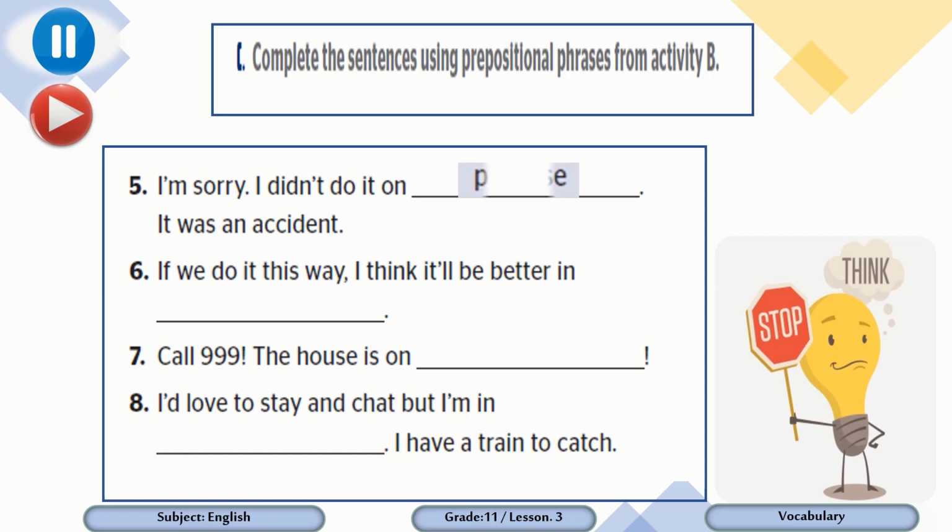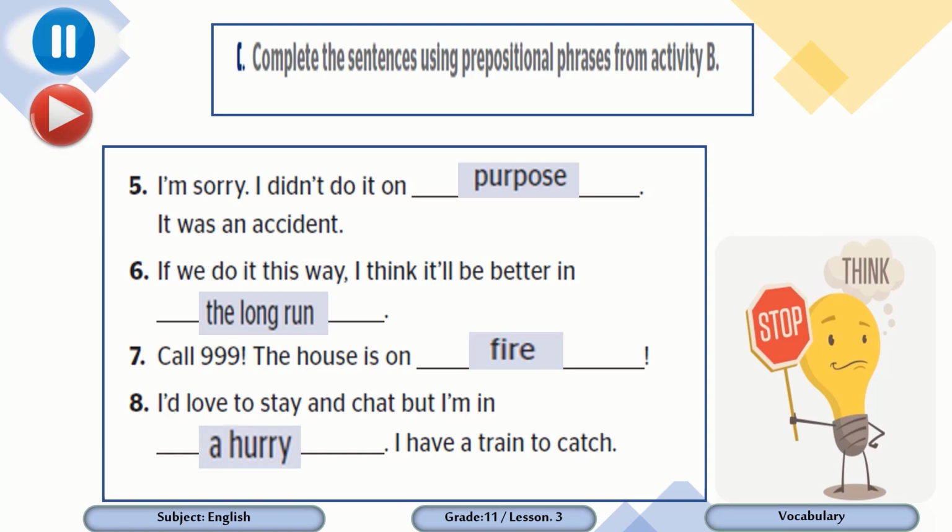Number 5. Purpose. Excellent. I'm sorry, I didn't do it on purpose. It was an accident. The next one. The long run. Excellent. If you do it this way, I think it'll be better in the long run. Number 7. Fire. Call 999. The house is on fire. Number 8. A hurry. Excellent. I love to stay and chat, but I'm in a hurry. I have a train to catch.